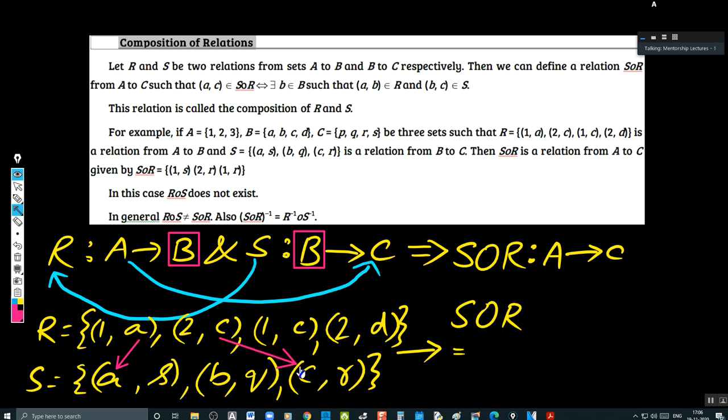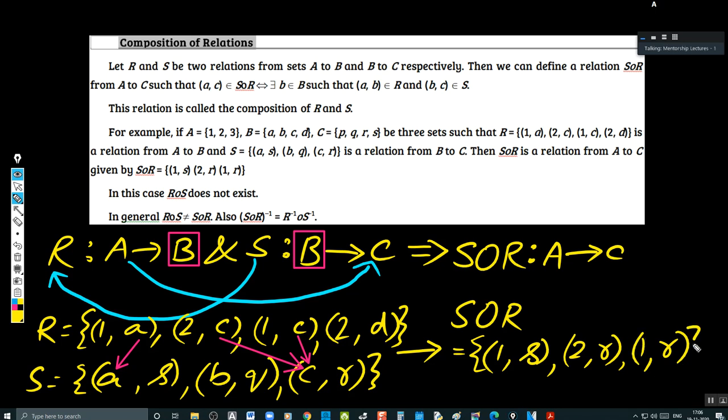Similarly, what is the other one here? You have to see for the common elements there. Here c, you have c here. Is there any more left over? (1,c) is there, and here also you have c there. (2,d) is there, d not there. That's it. Come on, tell me now. (1,s), (2,r), (1,r). That's all, no? Yes, sir. This is what the composition is. This is the meaning of composition. This is how we write the composition of two functions.